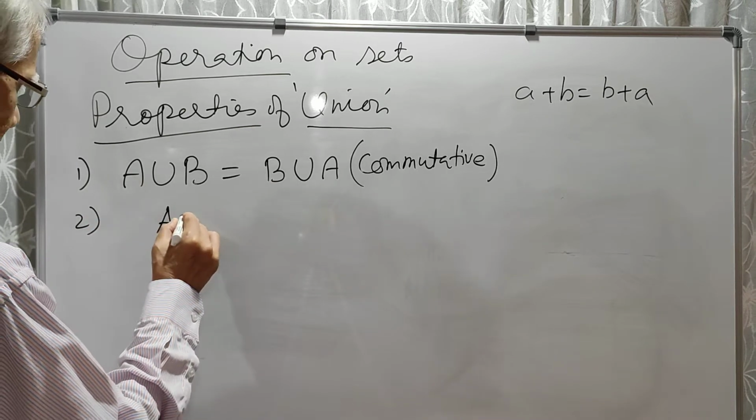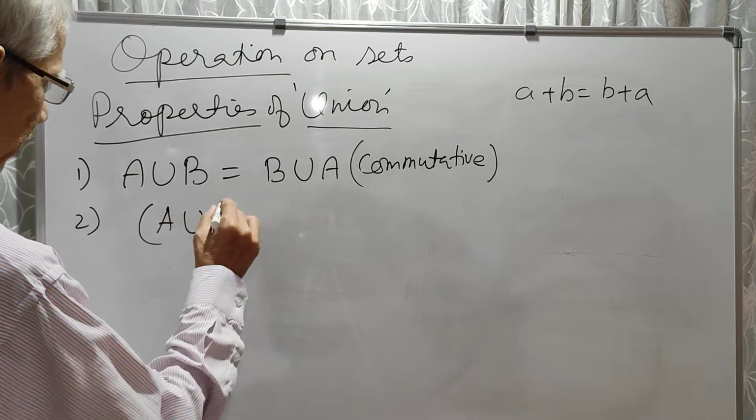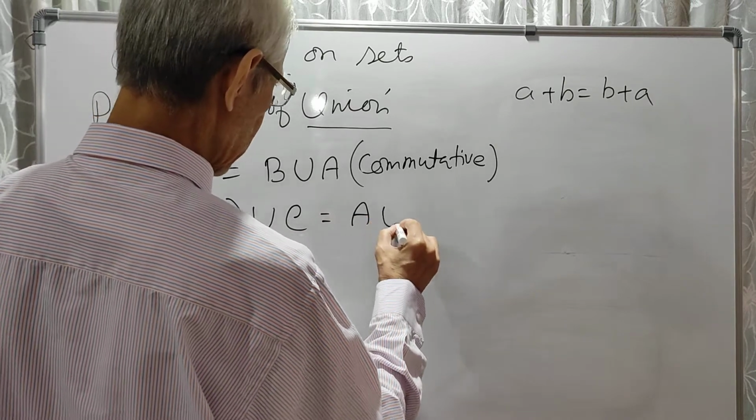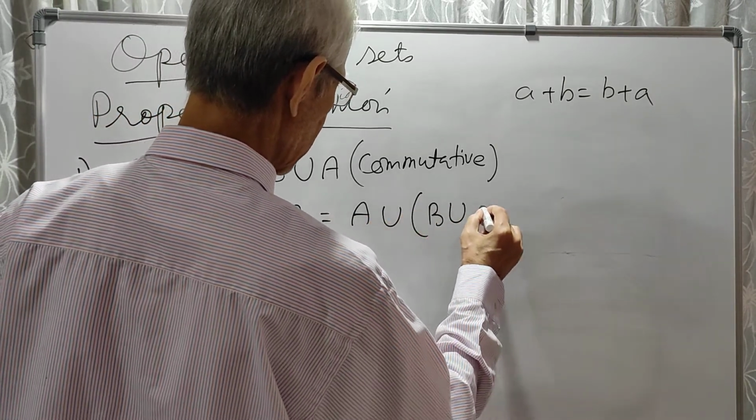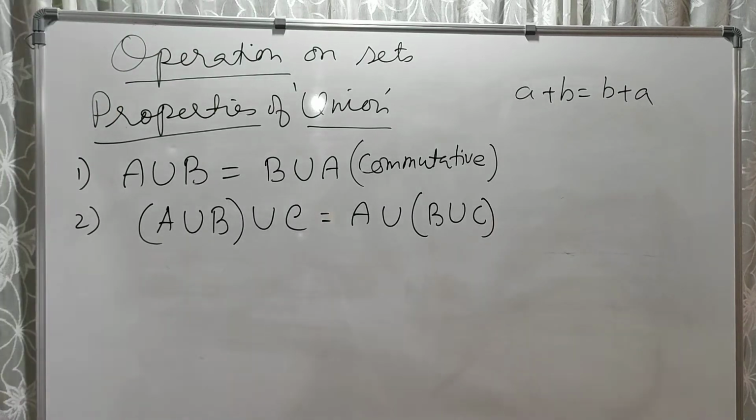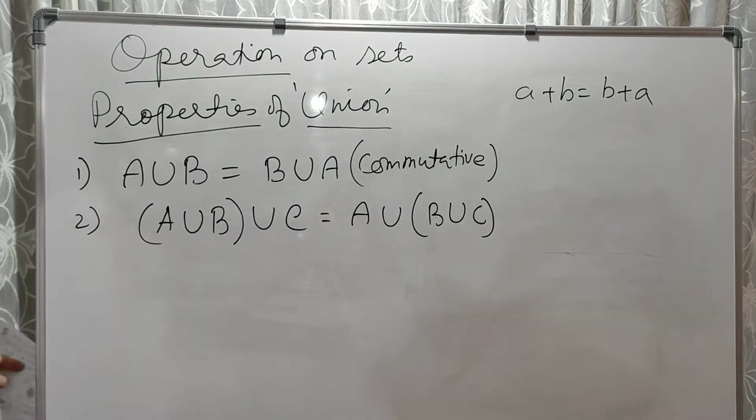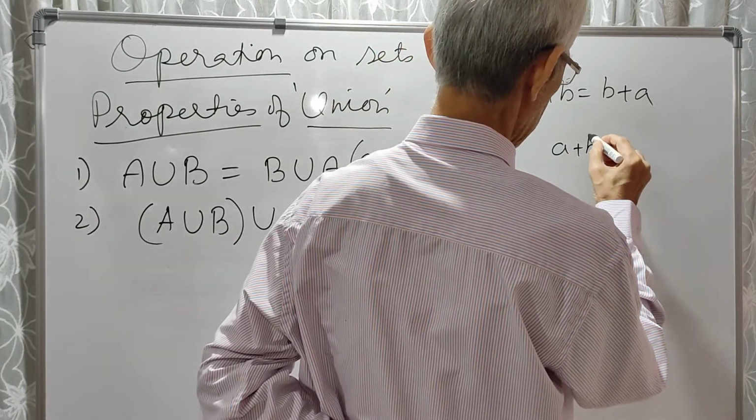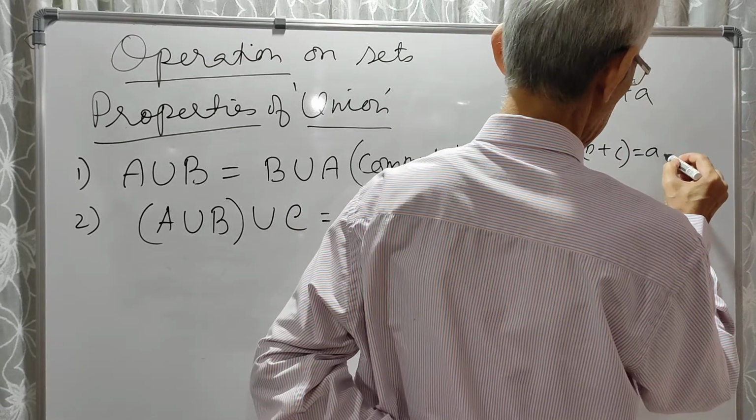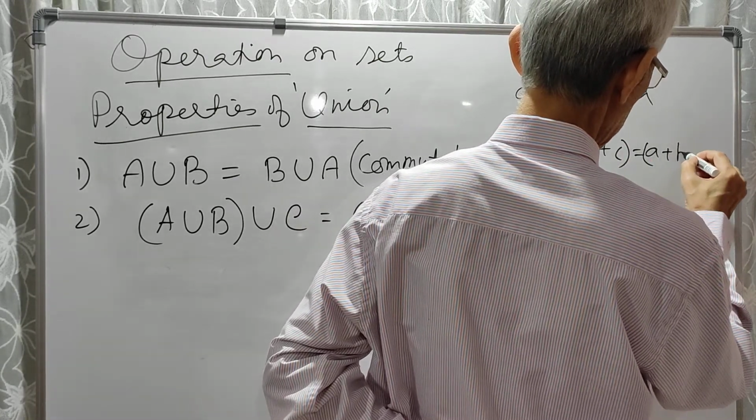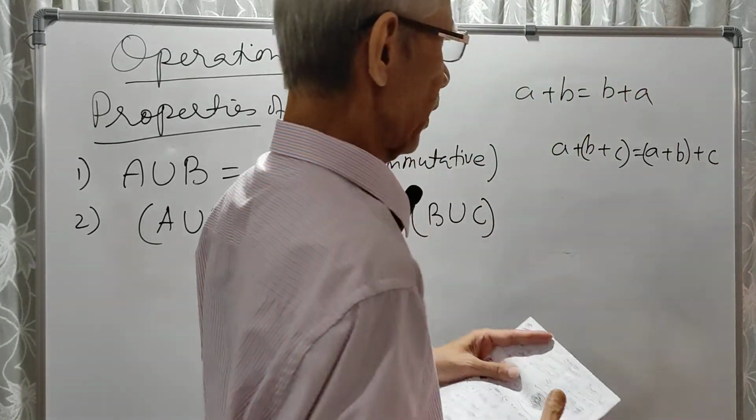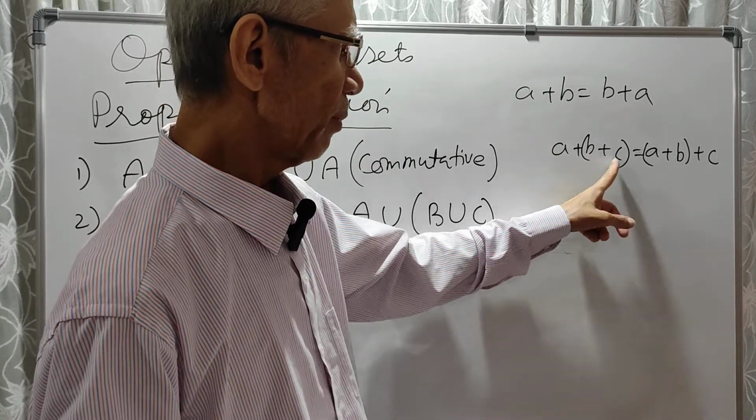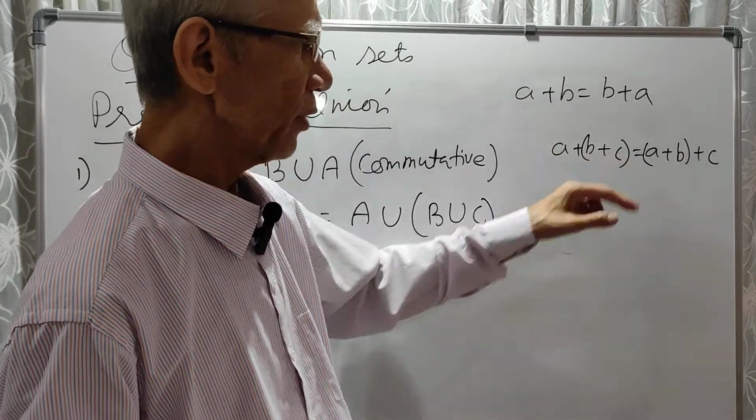Then A union B union C. So three sets are involved. So this is same as A union B union C, with different bracketing. So in addition also you have this kind of property which is called associative property. A plus B plus C, B plus C within bracket, that is equal to A plus B within bracket plus C. So this is the associative property of addition.